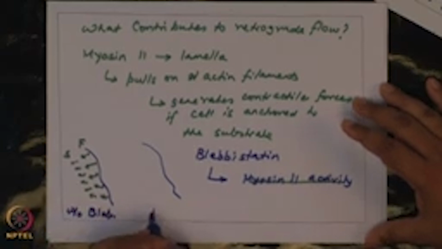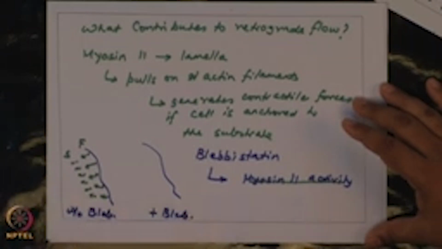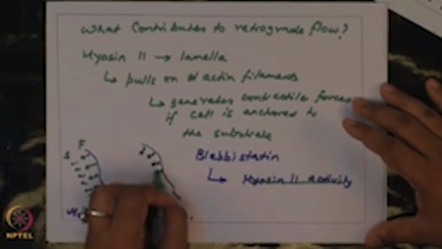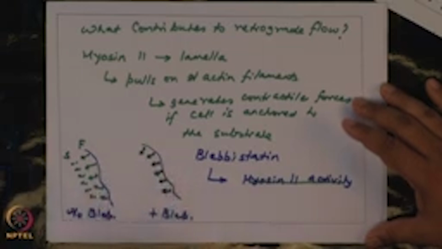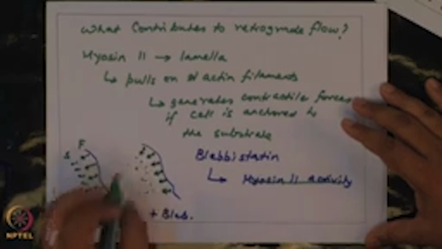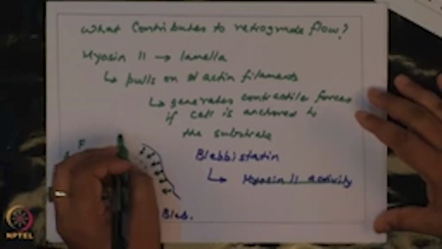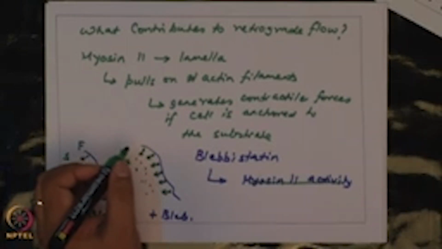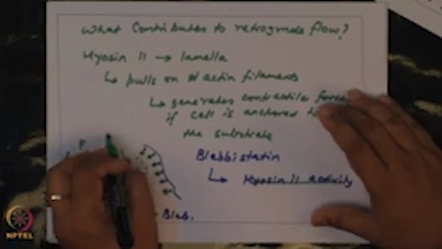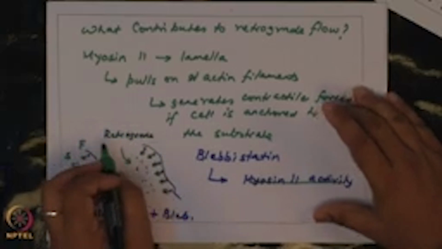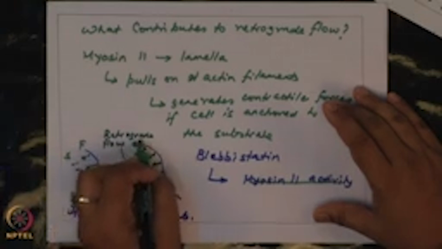When you add blebistatin, these particles retain the retrograde flow at the edge, but internally, retrograde flow is eliminated. So, you have retrograde flow nearly eliminated.